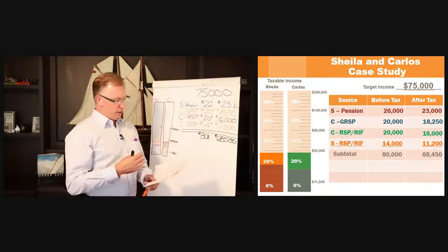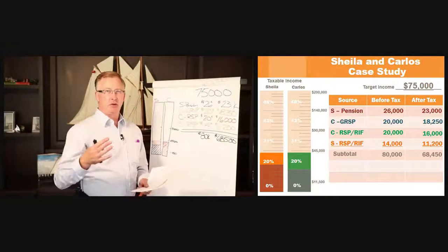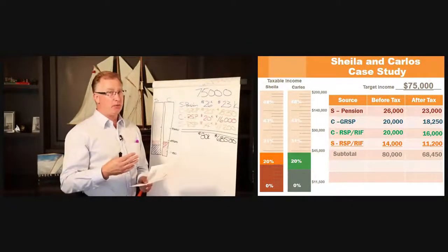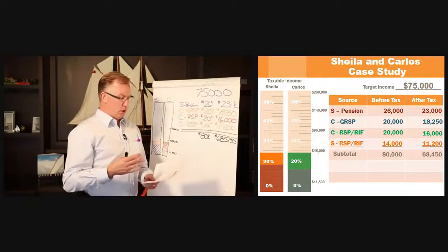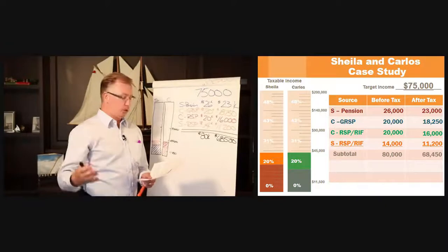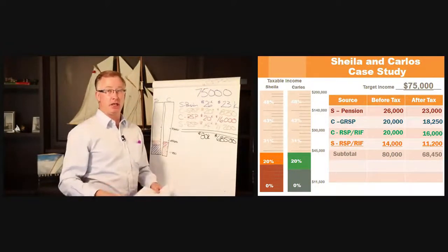Now, do we want to draw more money that's taxable like RRSPs, whereby we may bump up into a higher tax bracket? Probably not. So we could look to draw money from the tax-free savings accounts, or we could look to draw money from the non-registered investment accounts like we did with Aileen.